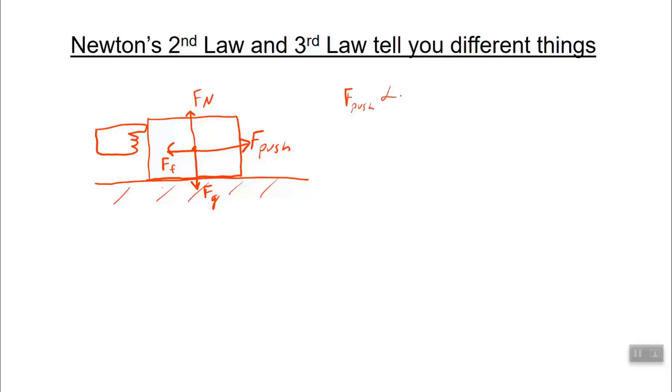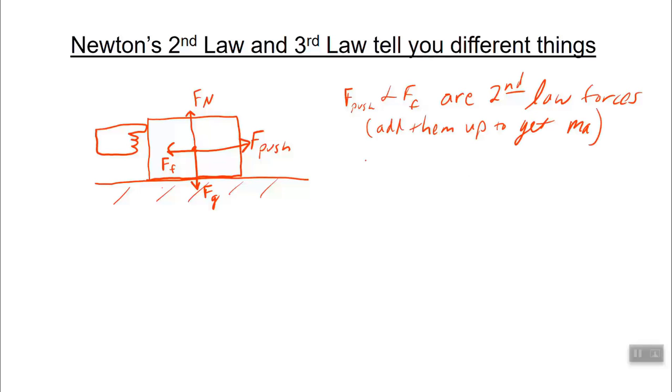Pushing and friction are what are best referred to as second law forces. You add them up to get ma. The same goes for the gravitational force and the normal force. You add them together to get ma in the vertical direction. There's no motion at all in the vertical direction, so ma is most definitely equal to 0 in the vertical direction, which is why we can say that the force of gravity plus the normal force equals 0.